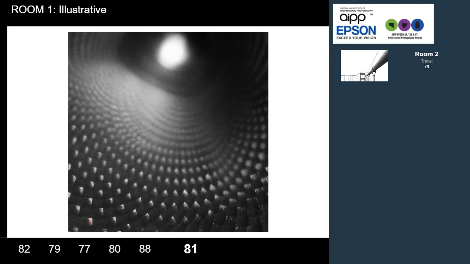Print scores 81 and is a silver award. But before I could even announce the score, G's got her hand up and she's on 88. So G's going to challenge.